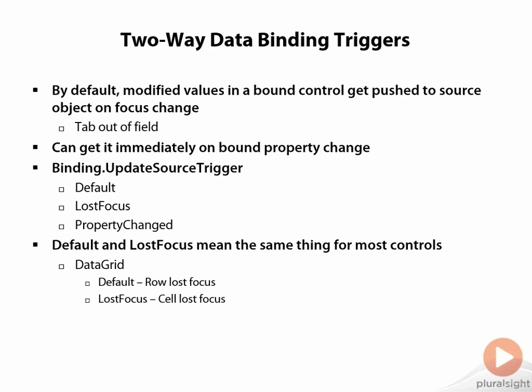If you leave it on the default, then you're going to have to actually click on a separate row or tab out of the row before the values of all the edited cells will be written to the source object. And of course, even in the data grid scenario, property change means keystroke by keystroke in a text edit field, for example. So let's take a look at using update source trigger in a demo.